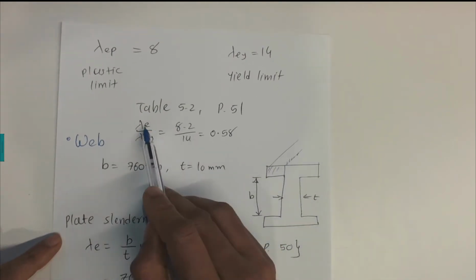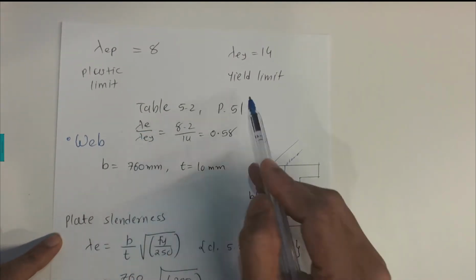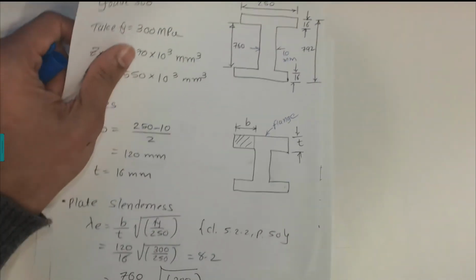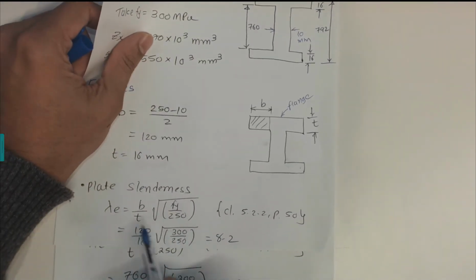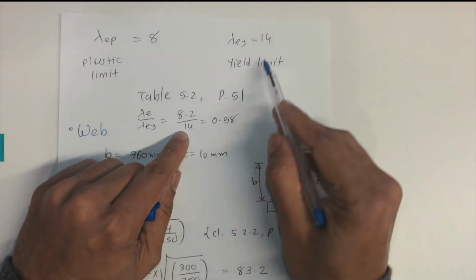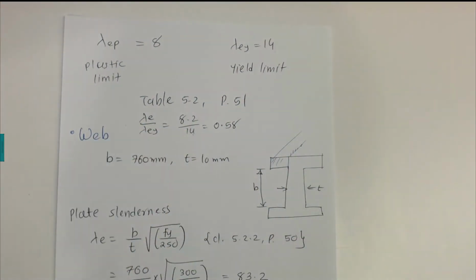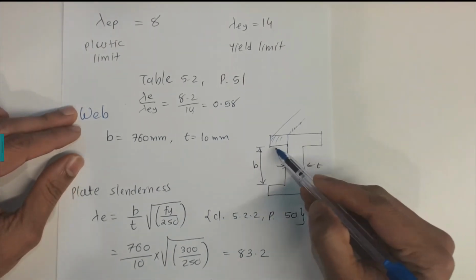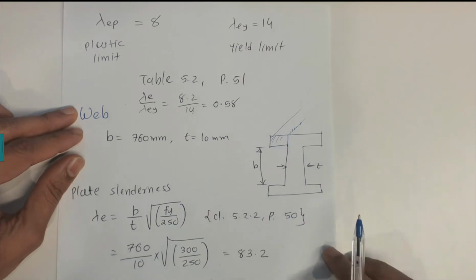Then we take the ratio lambda e over lambda ey. We calculated lambda e in the previous step as 8.2, which I substitute here, divided by 14, which we just got here, is equal to 0.54.